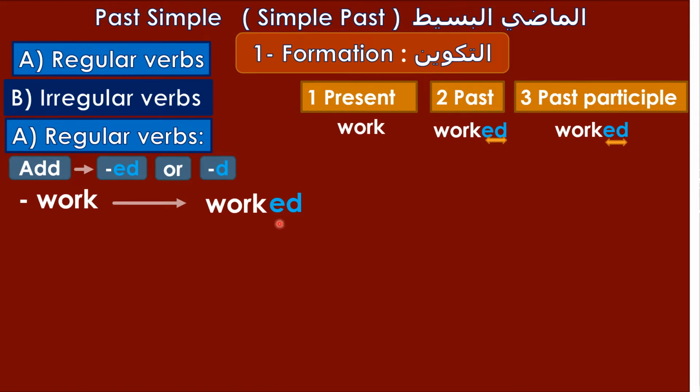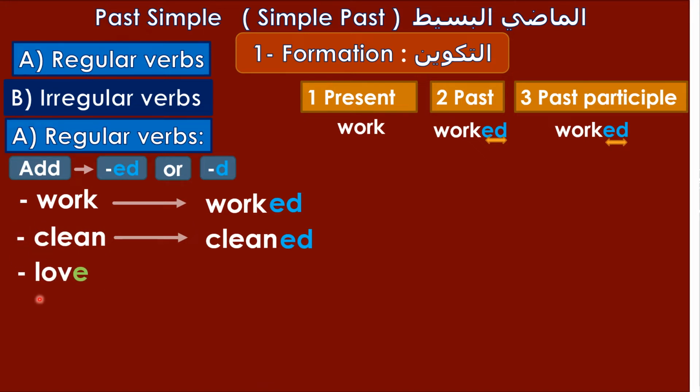In the case of worked, the ed is pronounced as a t sound, so we say worked. Okay, let's have a look at another verb, a verb like clean, for example. Again, we're going to add ed to the end of the verb. It's going to be cleaned.